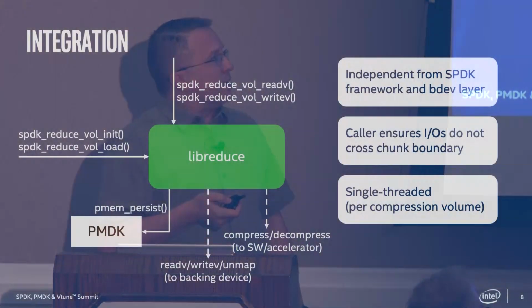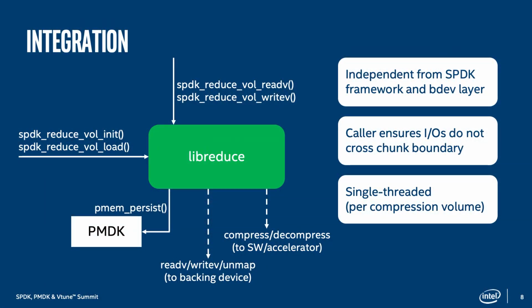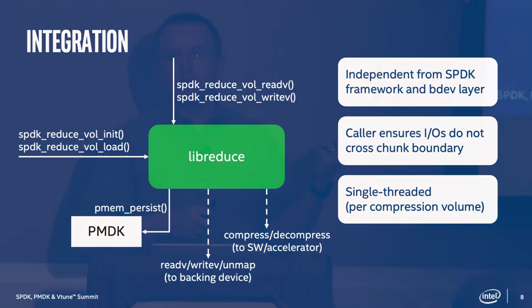And then it's single-threaded. So for each compression volume, all the I/O should be coming in on one thread only. So we're not doing any kind of locking inside of libreduce. We expect that any I/Os for that volume are all coming in on one thread. This is actually a fairly common paradigm we have in SPDK. There's a few other places where we have similar things. It's fairly easy to do message passing.